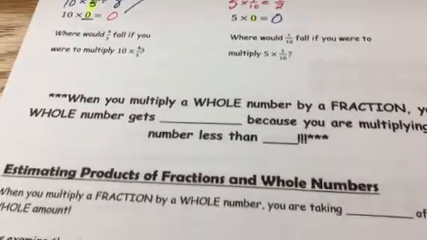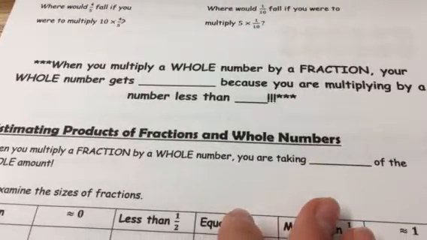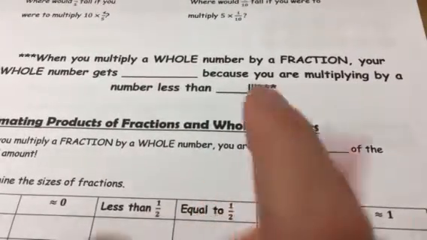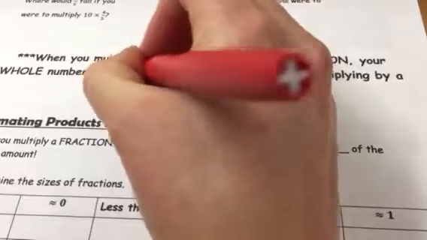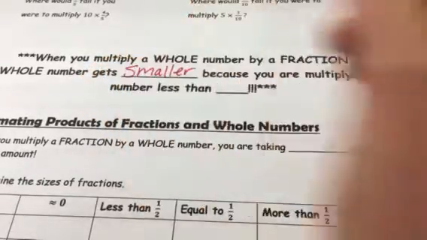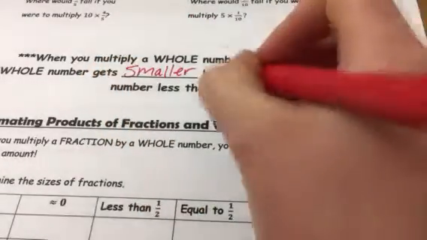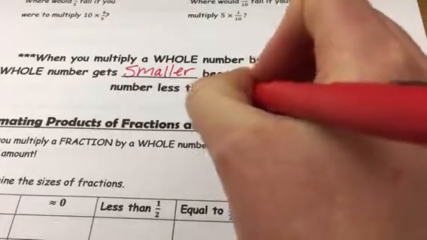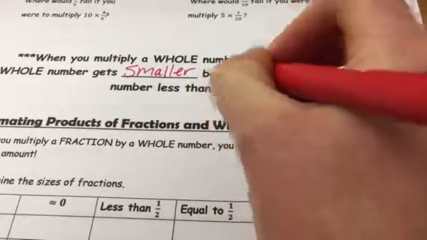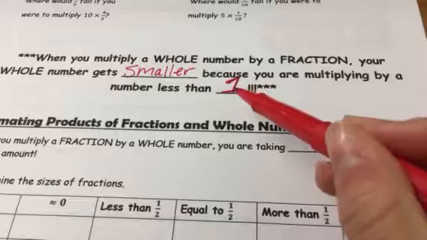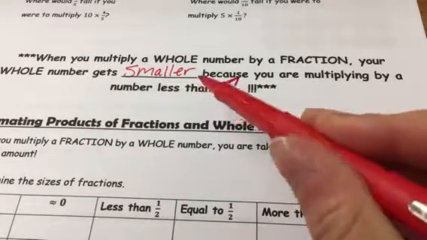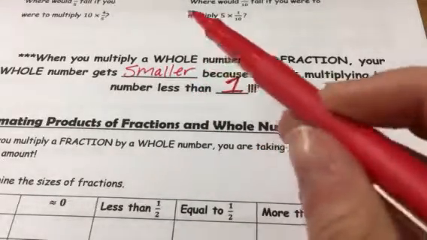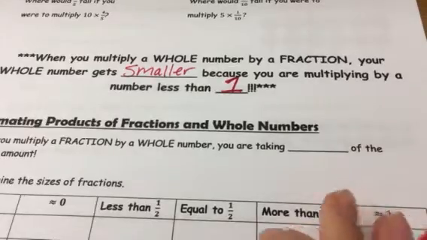Okay, so in general, what happens when you multiply a fraction by a whole number? Well, your whole number gets smaller, because you are multiplying by a number that is less than 1. It is less than 1. So therefore, you will become smaller than itself. You'll become smaller than whatever that number was times 1, which is itself.